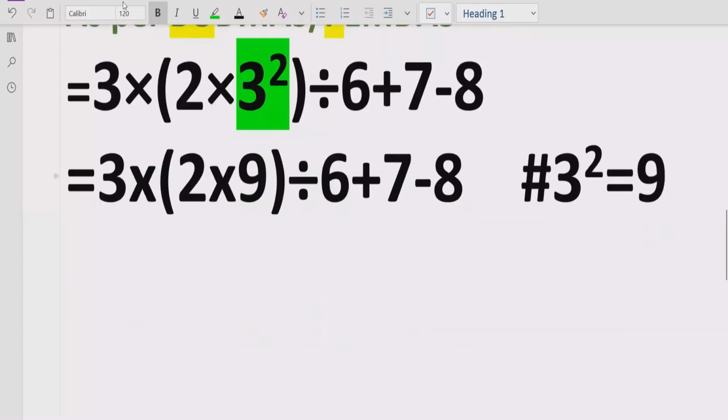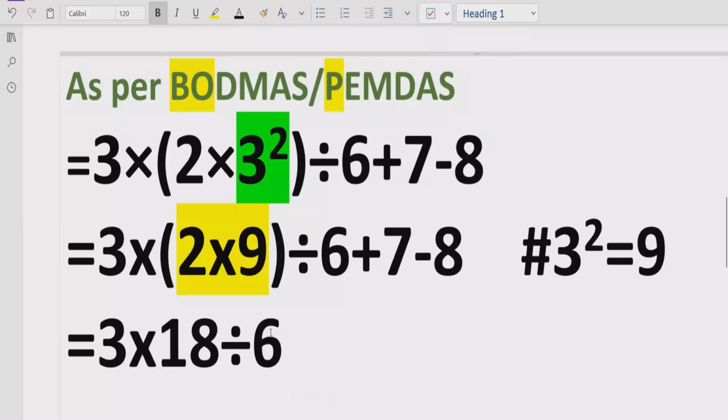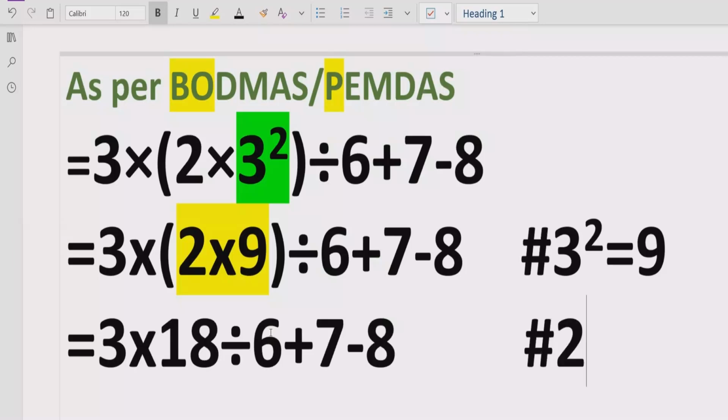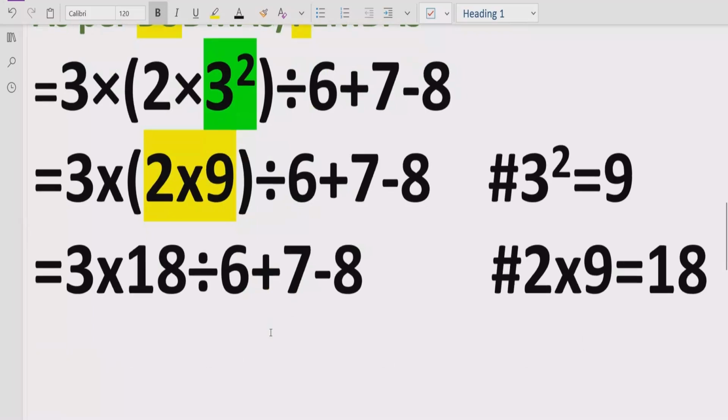Moving forward, now we have to solve the bracket again, which is 2 multiplied by 9. So we will solve this one, which is 3 multiplied by 2 multiplied by 9, which is equal to 18. And divided by 6 plus 7 minus 8, we will write here as it is. And here we give the reference: 2 multiplied by 9 equals 18. Now move forward. We have solved this one as well.